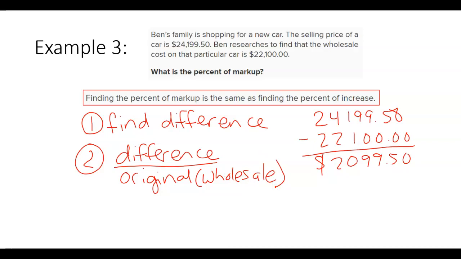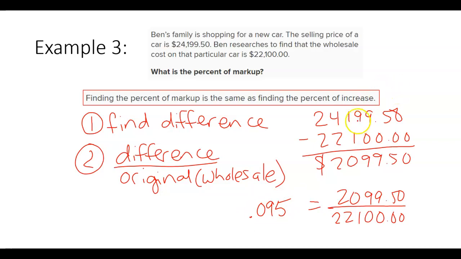So now I'm going to take this $2,099.50 and divide by the wholesale price, $22,100. And when you do that on a calculator, you get 0.095. So we find the difference in the two, and then we take the difference and divide by the original or wholesale price, and we get 0.095.